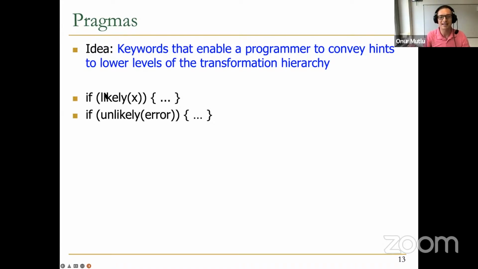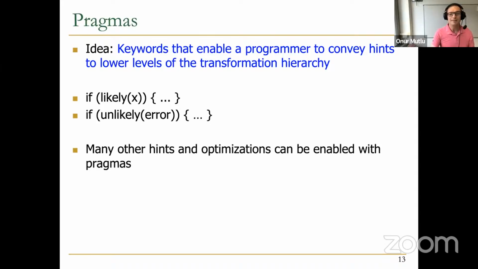Okay, so these are some examples. Here, if X, I put a likely over here, saying that the programmer thinks this is likely going to be taken. So you're likely going to execute the stuff that's in the parentheses over here. If unlikely error, the programmer thinks that this branch is unlikely to be taken. And this gets communicated to the underlying compiler. The compiler encodes these likely or unlikely as hint bits in the ISA, just like it would use in its profiling. And many other hints and optimizations can be enabled with Pragmas.